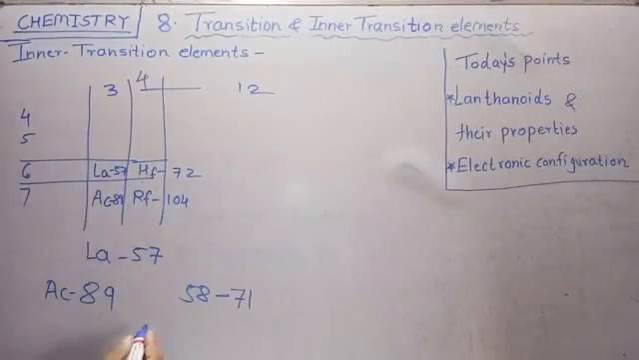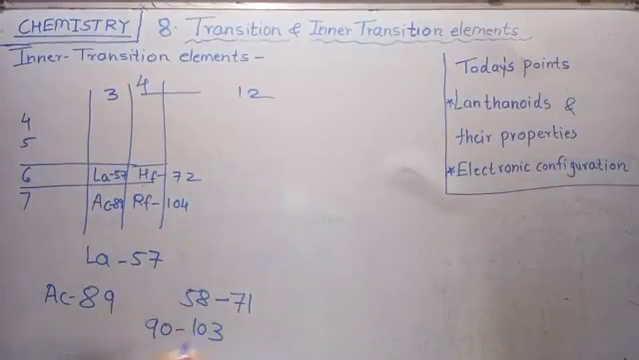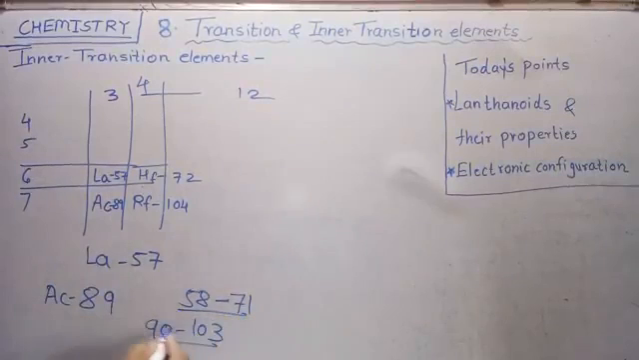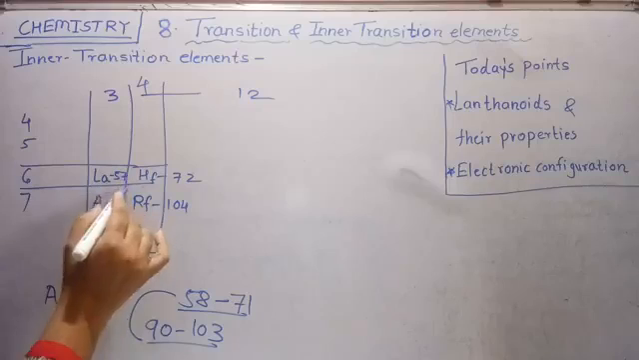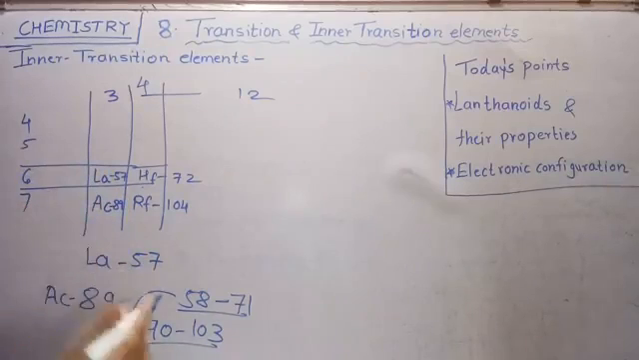Same here, after actinium there are the atomic numbers from 90 to 103. These 2 series of elements are not placed in group number 4, but they are placed inside the D block elements, and D block elements are called the transition elements. So these 2 series of elements are called the inner transition elements.